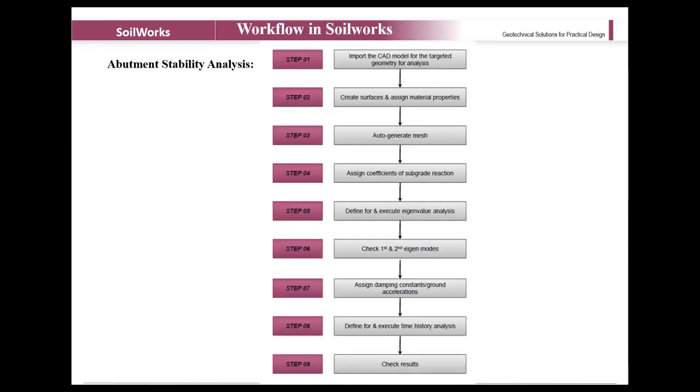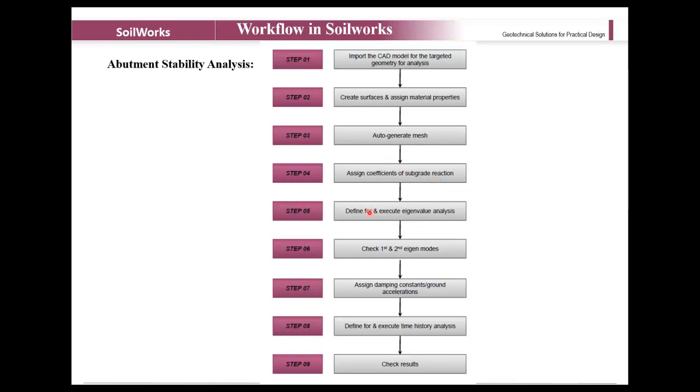So these are the different steps which we follow. We can directly import the model from the CAD. If you have the abutment with the different layers, we will import them from the CAD. We'll create the surfaces, assign the mesh, and assign the properties and materials, and we will auto mesh them. Nothing but we will create the mesh sets, and we are going for subgrade reactions. We will assign certain coefficients basically.